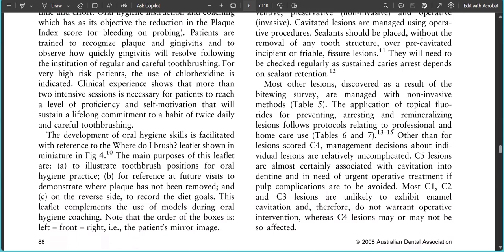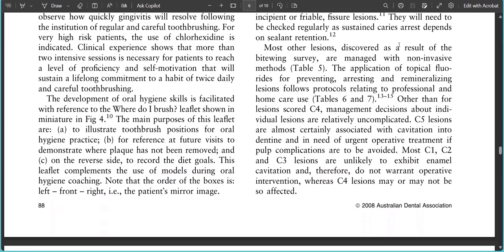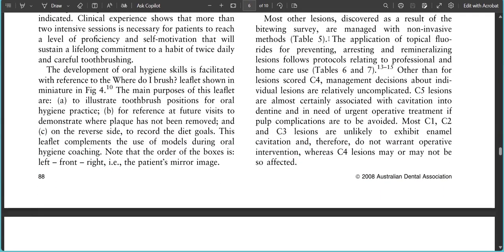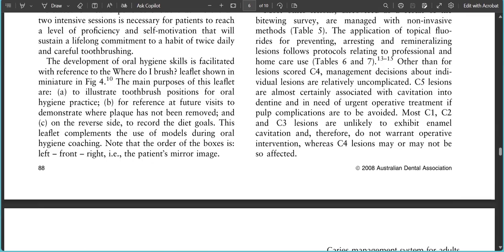Sealant should be placed without the removal of any tooth structure over pre-cavitated, incipient or friable lesions. If they have deep fissures or friable fissures, just put some sealants because it can prevent cavities from happening. They will need to be checked regularly, as stained caries arrest depends on sealant retention. Most other lesions discovered as a result of the bitewing survey are managed with non-invasive methods.